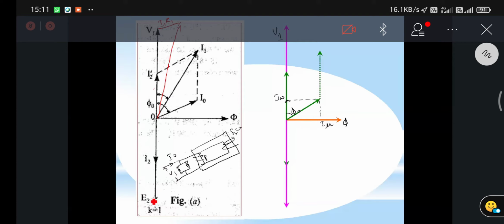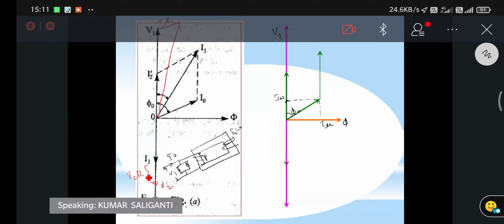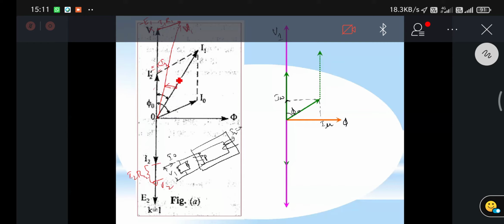Here I2 will be there and here V2 will be there. There is I2 R2 in this, and I1 R1 here. So this is the angle that will take place. I2 dash is equal to K into I2. Here minus E1, and here V1 will take place. The angle between V1 and I1 is phi 1, and the angle between these two is phi naught.